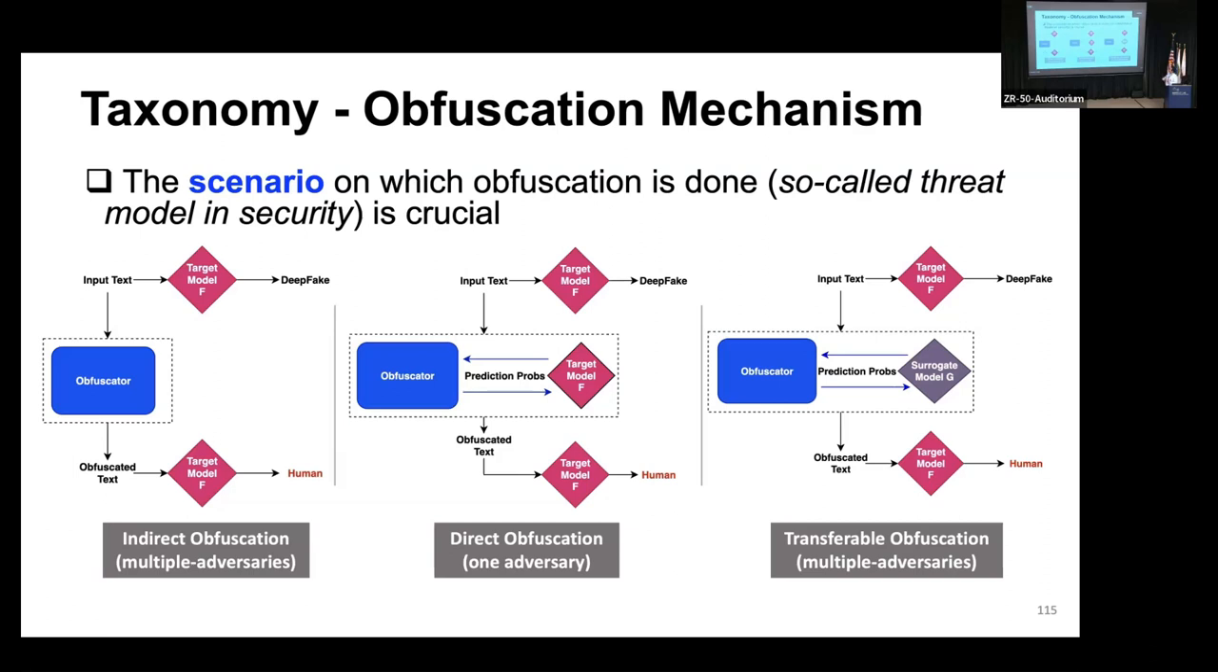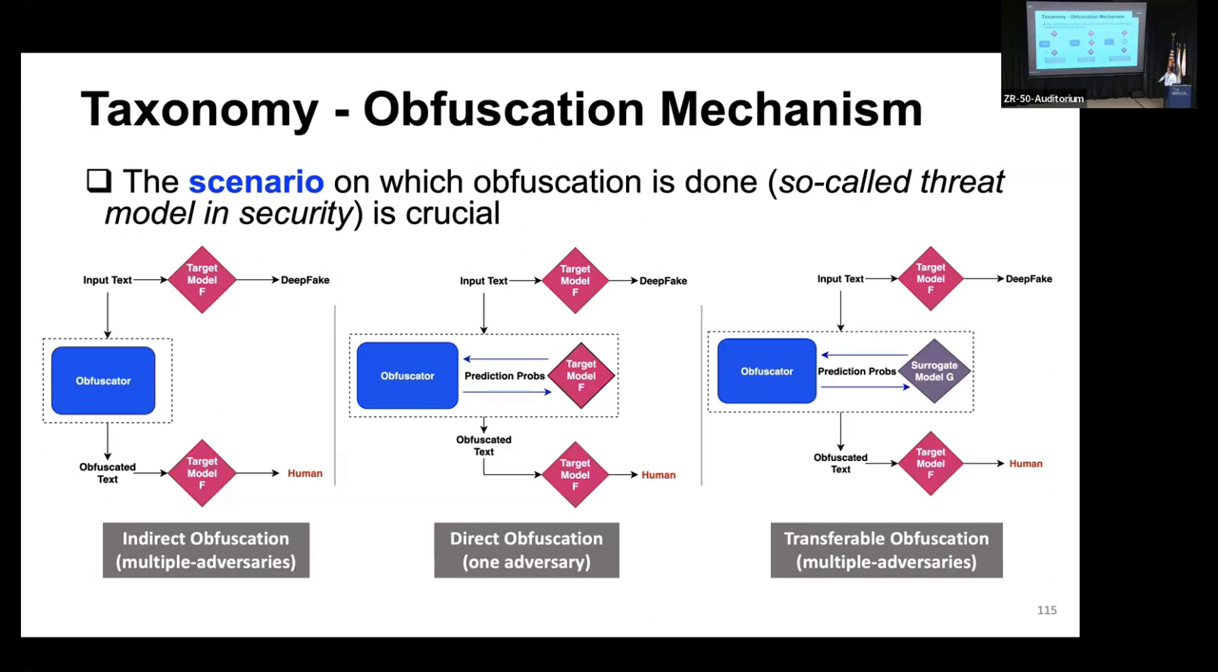We've been talking about the taxonomy of obfuscation, different techniques we can use, but how about the mechanisms? How do we actually do so? The mechanisms here are the scenarios in which obfuscation is done, and in security we often call this a threat model. These scenarios, or threat models, are very important.